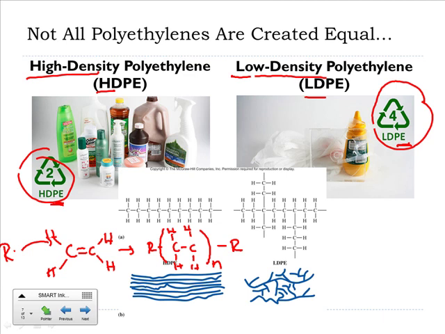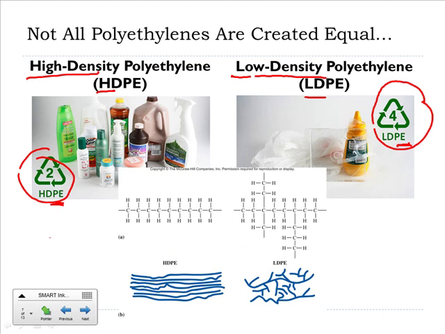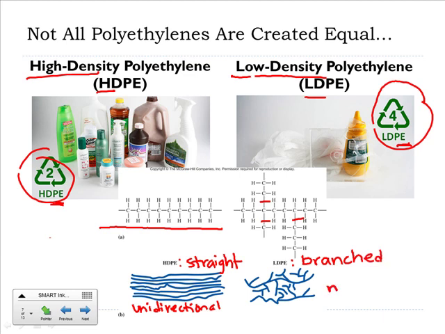And where that comes in the molecular structure, let's go ahead and erase this a little bit here, is whether the chains themselves are straight, right? HDPE have straight chains. All of those polyethylenes line up like train cars, right? They end up going out in one direction only. So they're straight and they're unidirectional. LDPE, on the other hand, right? Who's to say that you can't just form branches at all sorts of different locations on the molecule? LDPE, low density polyethylene, is branched. It's multi-directional.